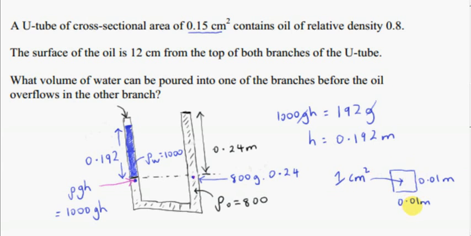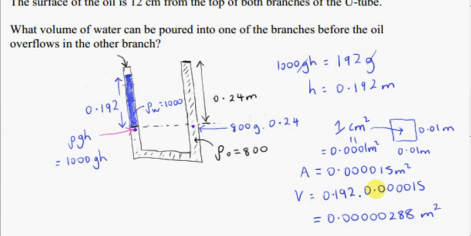But a centimeter is 0.01 meters. So the area in meters is 0.01 by 0.01, which is 0.0001 meters squared. So that's 1 centimeter squared. We multiply this by 0.15 to get the cross-sectional area of the tube in meters squared. Okay, so how many decimal places? We have 4 decimal places here and 2 here, so we'll have 6 altogether. Okay, so here's the height multiplied by the cross-sectional area, and our volume, of course, is in meters cubed.